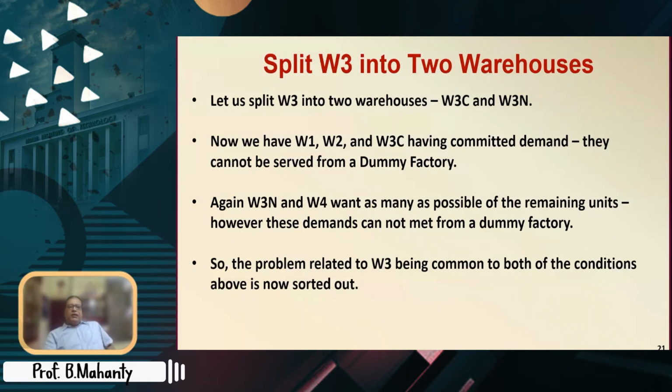So the way to go is, suppose you split W3 into two warehouses. Let us split W3 into W3C and W3N. Now W1, W2 and W3C have committed demand, which cannot be served from a dummy factory. W3N and W4 want as many as possible of the remaining units, and these demands also cannot be made from a dummy factory. So the problem of W3 being common to both of the conditions above is now sorted out.